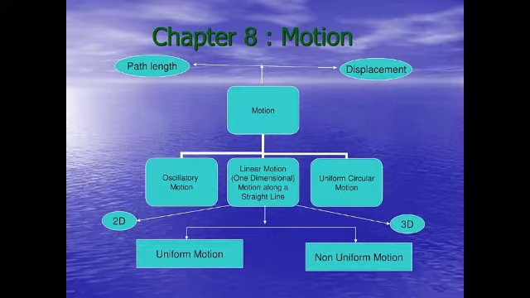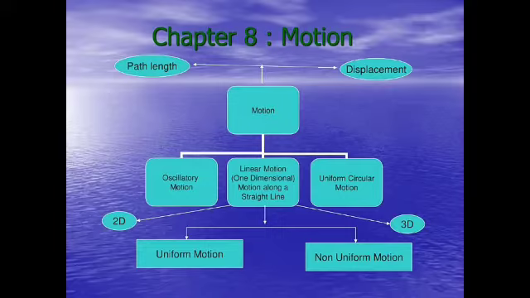Motion. We are taking three types of motion right now. First is the linear motion, second is the uniform circular motion. We will study the oscillatory motion and vibrational motion in higher study. Linear motion is taken in one dimension, like an object moving along a straight line. And we will take two-dimensional motion and three-dimensional motion in higher study.